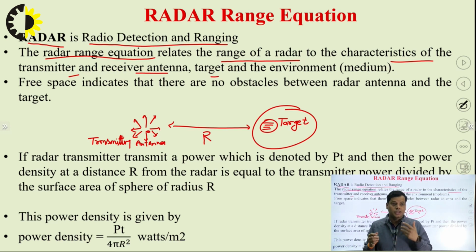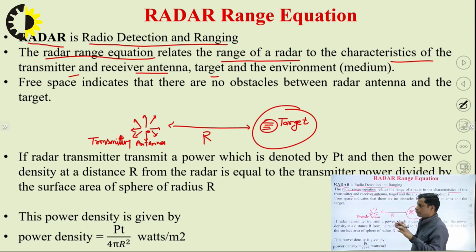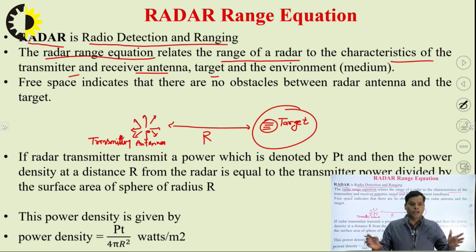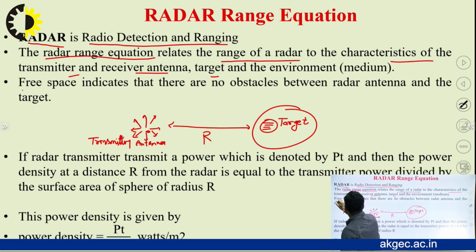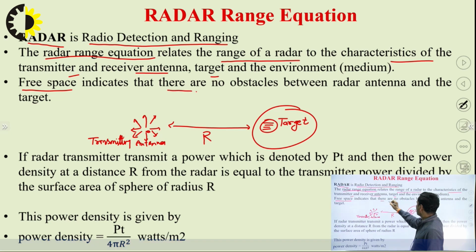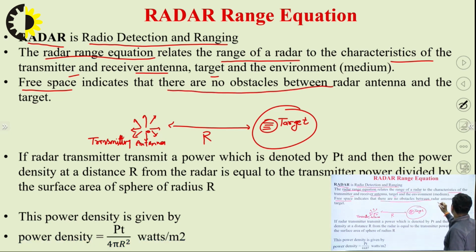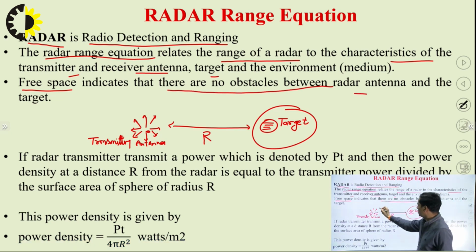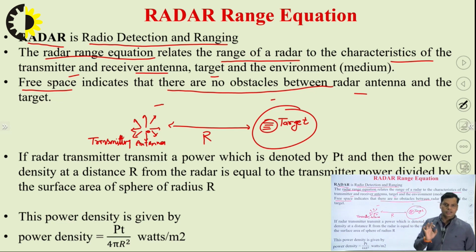Now we will start. Let's say we will consider that this radar system is using a free space medium. Free space means that there are no obstacles between the radar antenna and the target. From this place to this place, there is no obstacle that we are considering.